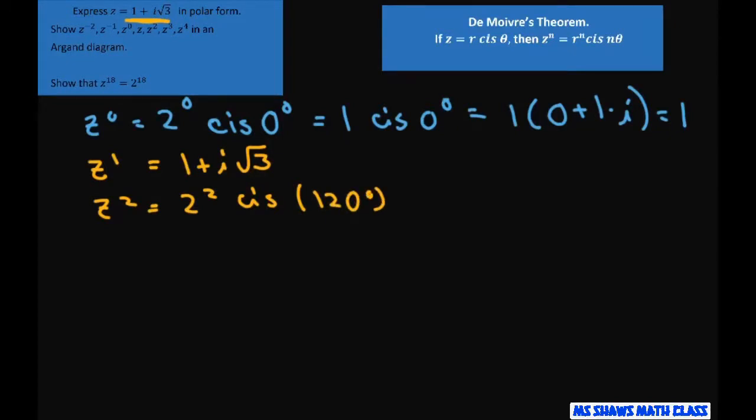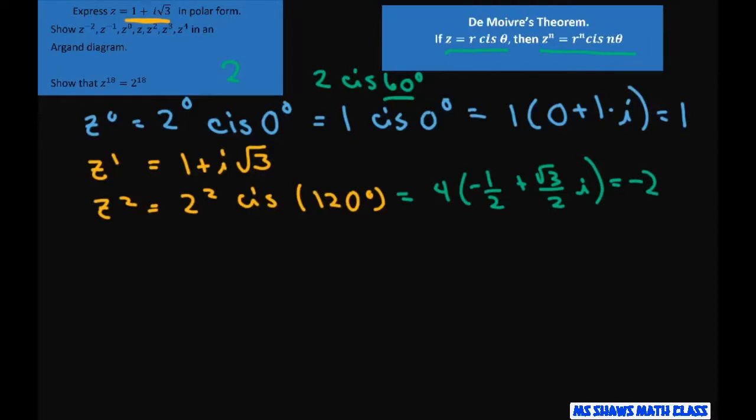Maybe I should write this out. Remember, this was 2 cis of 60 degrees. All right. So we're just multiplying 2 times 60 using this formula. That's our z. And this is going to give you 4 times negative 1/2 plus square root of 3 divided by 2 i, which simplifies to negative 2 plus 2i square root of 3.